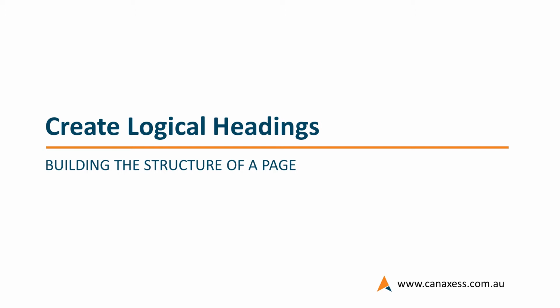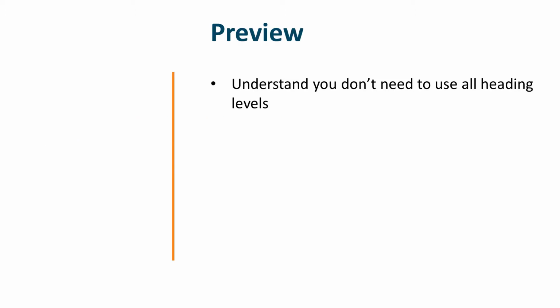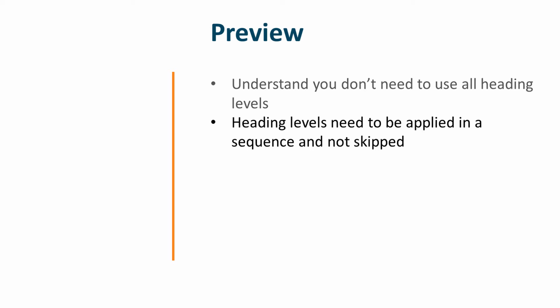I'll explain why headings need to be on every web page, how you don't need to use all of the headings to create a document hierarchy, and understand the golden rule for headings, which is do not skip heading levels. At the end of this lecture, you'll be able to use headings to provide a coherent structure to a web page. You'll understand you don't need to use all heading levels, and the heading levels you do use need to be applied in a sequence, and that sequence not skipped.